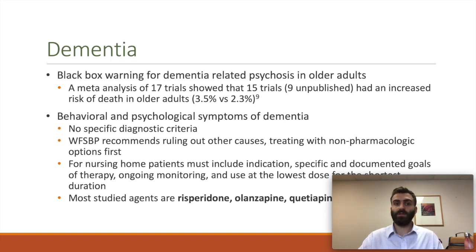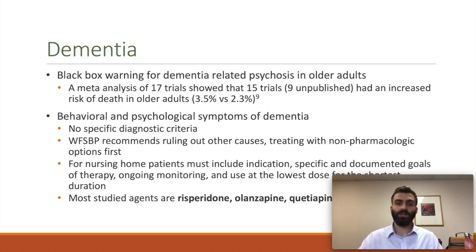In practice, it's not just the second generation antipsychotics that cause that increased risk of death, so do the first generation antipsychotics. So in practice, you really want to be cognizant if you're choosing an antipsychotic for dementia. You want to have good reasons, you want to have really good documentation, you want to try other things first. So rule out other causes, try non-pharmacologic options, try even other pharmacologic options first.